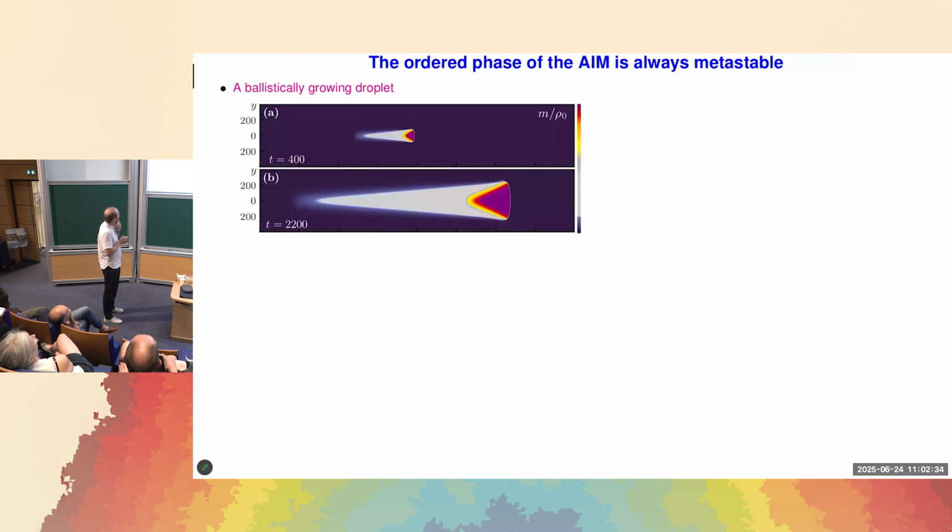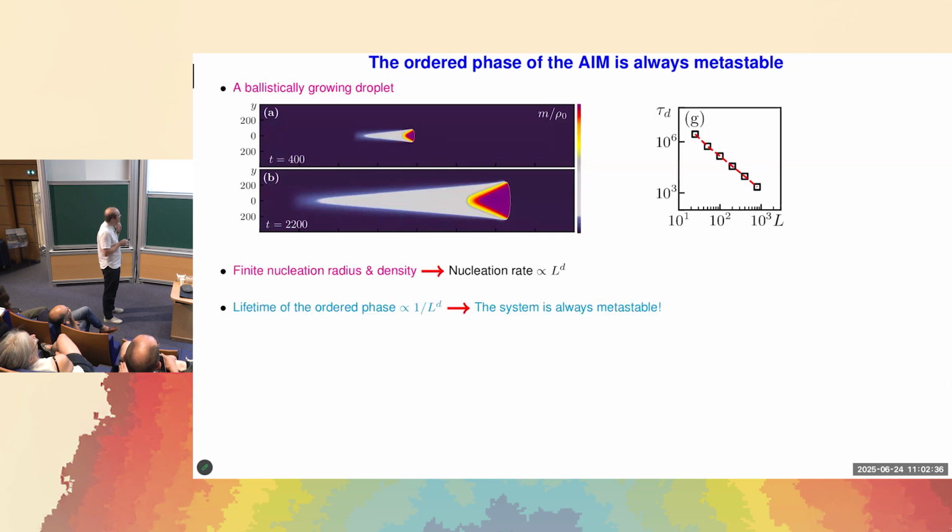That's the picture I showed you, that this thing is growing. If you look at the time the system survives as a function of the system size, you see that indeed the nucleation rate scales as L^d, and so the survival time decays as 1 over L^d. This is a numerical result that is super difficult to get, and that you can get only in a very specific corner of the parameter space.